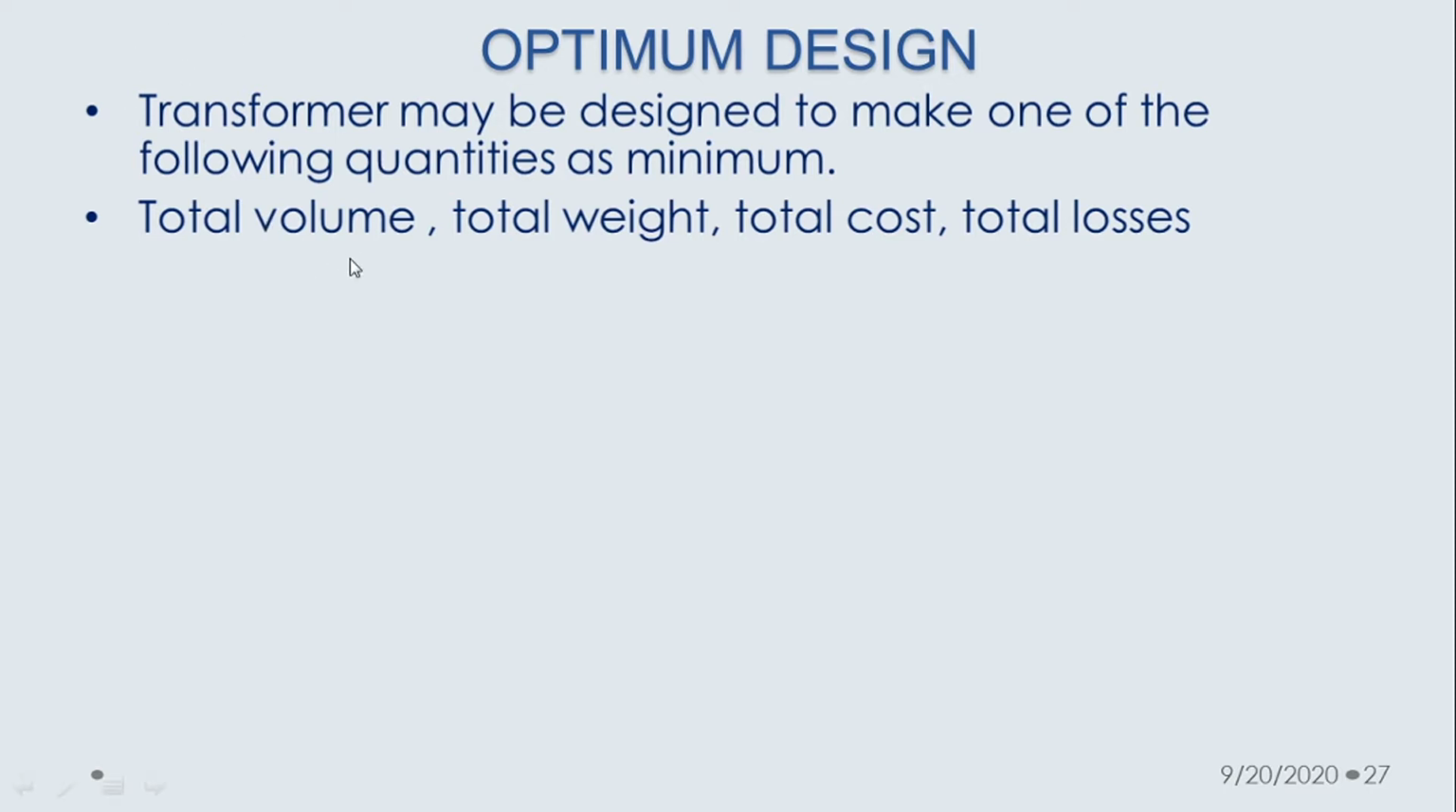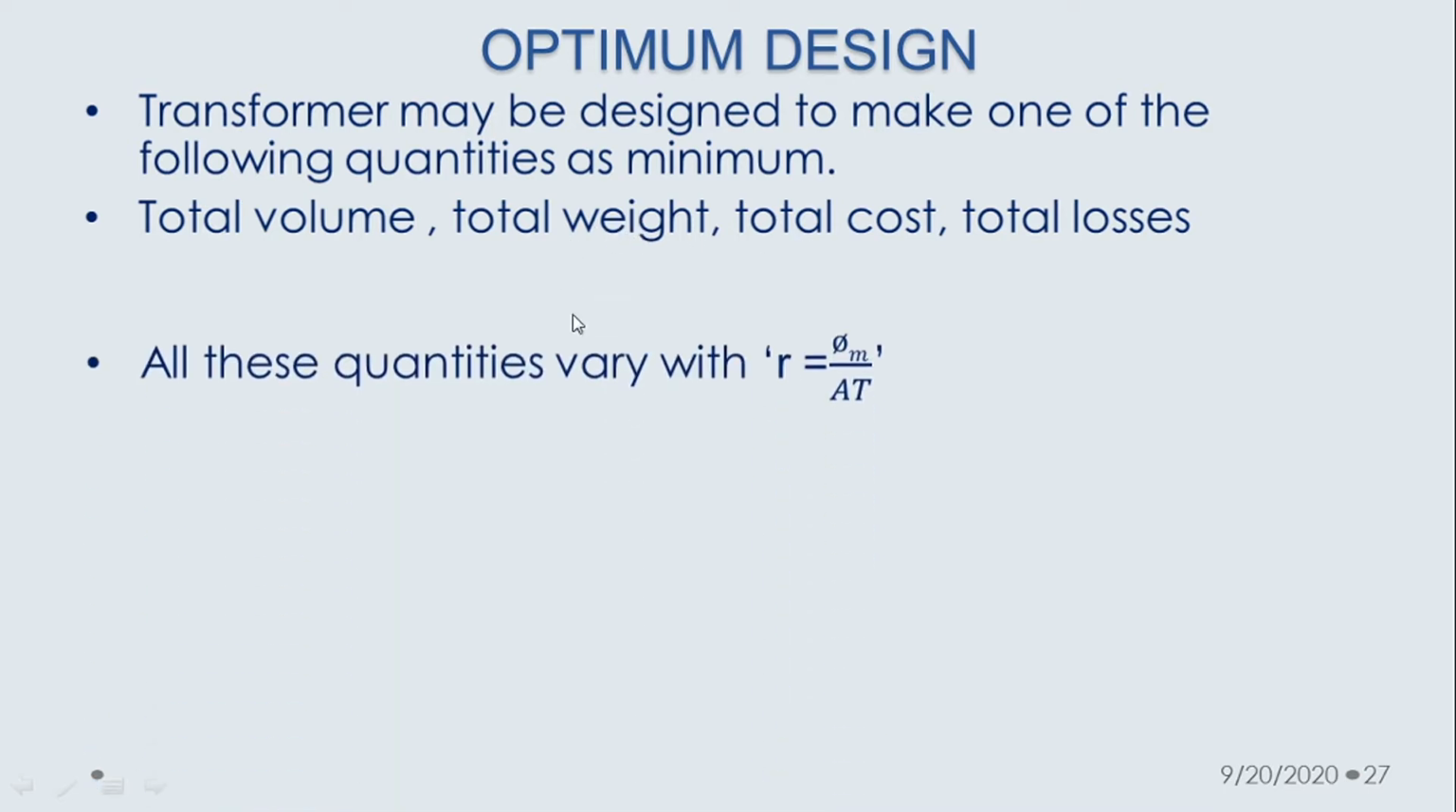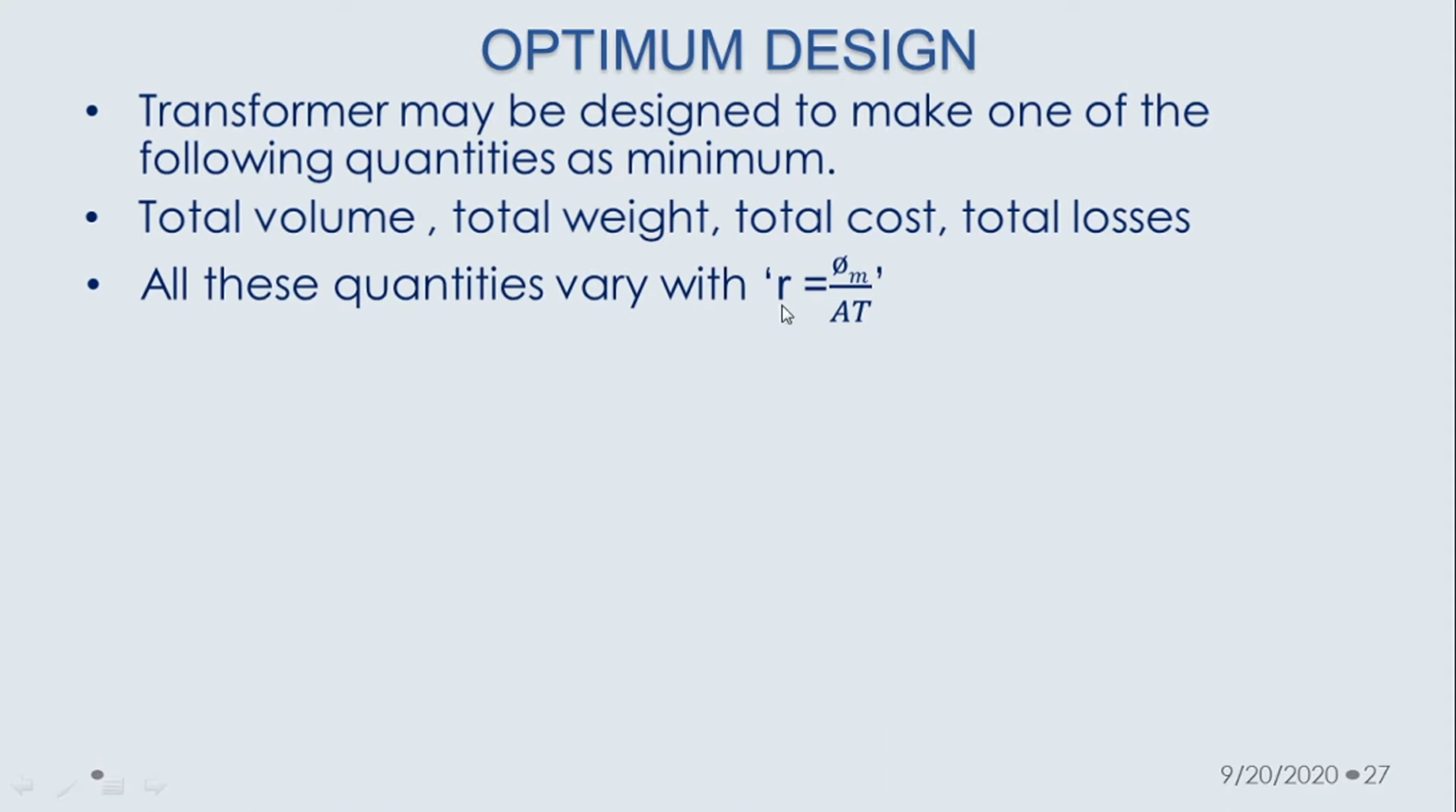So your designed transformer should have low volume, its total weight should be low, its cost should be less, and the losses should be less, correct, and efficiency should be more. So core and copper loss should be less, and therefore it will in turn increase the efficiency. Cost of the transformer also should be less. We are not designing for a high cost. Total weight and volume also should be low. So all these quantities vary with the value of r.